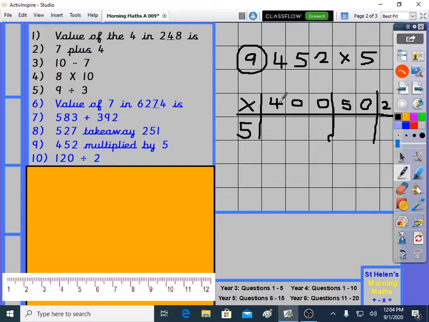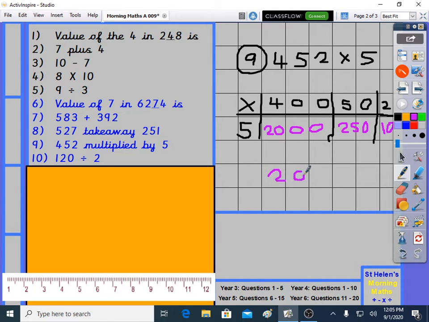452 times 5. Split it up into 400, 50 and 2, each times 5. I'll do the answers in purple. 5 times 4 is 20. But then there's 2 more zeros in the question to place. That's quite big. So 5 times 400 is 2,000. Now we've got to do 5 times 50 in here. 5 times 5 is 25. But we have a 0 to place. And in the last space, 5 times 2 is 10. So we have 2,250 and 10.